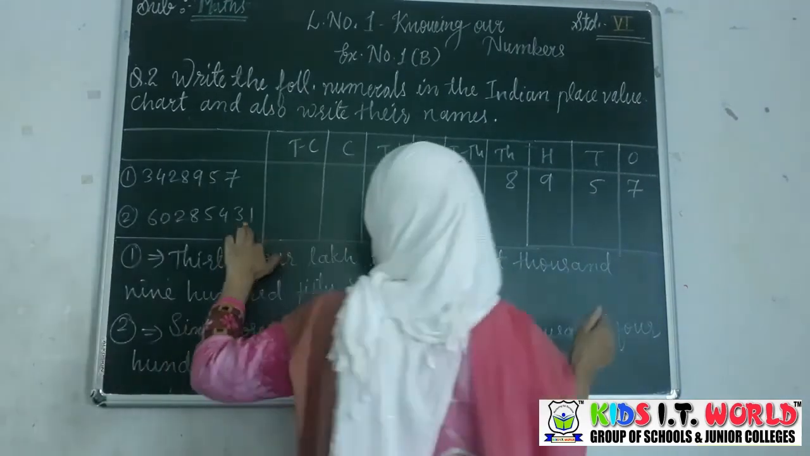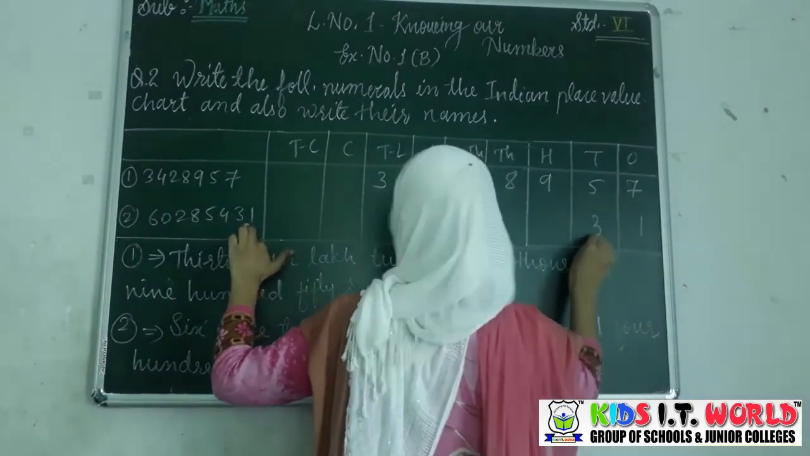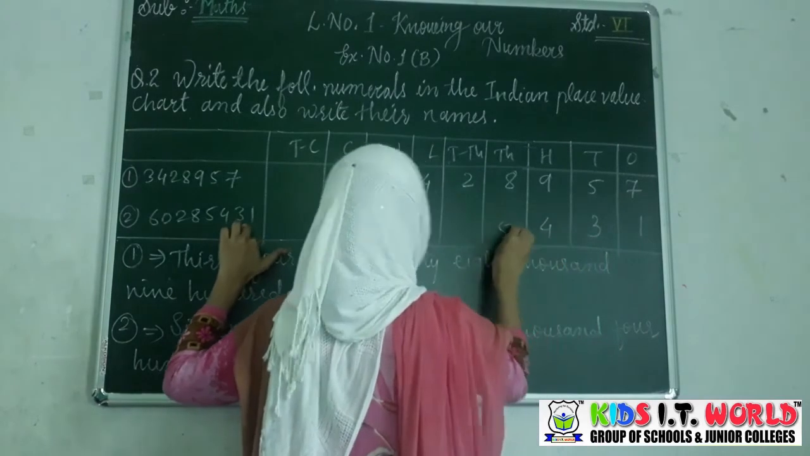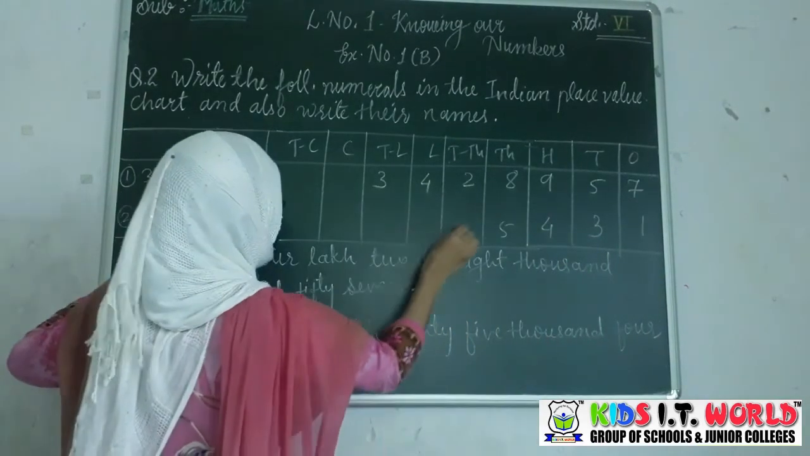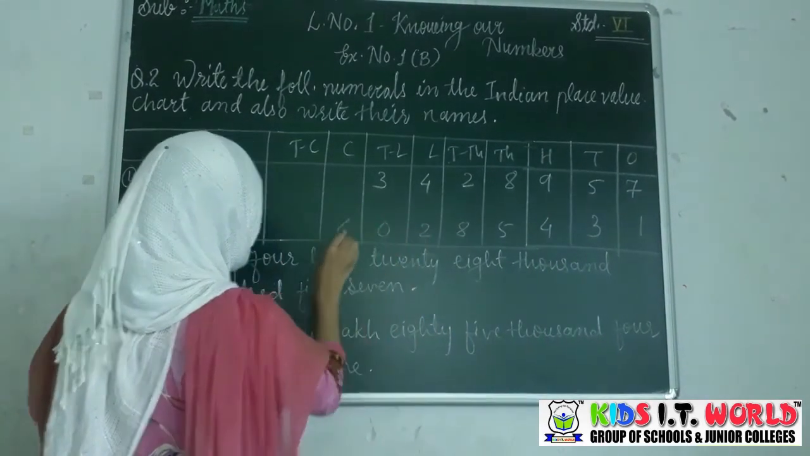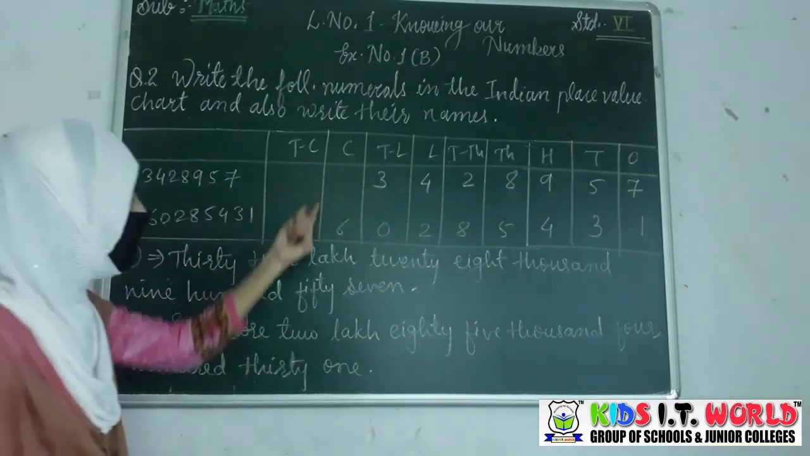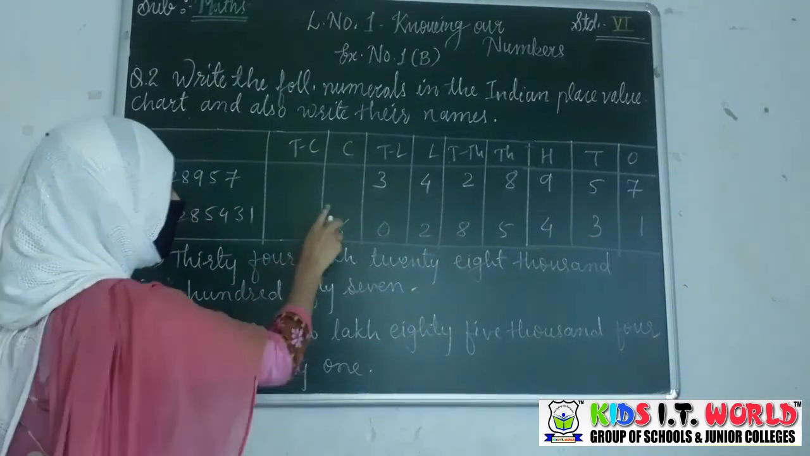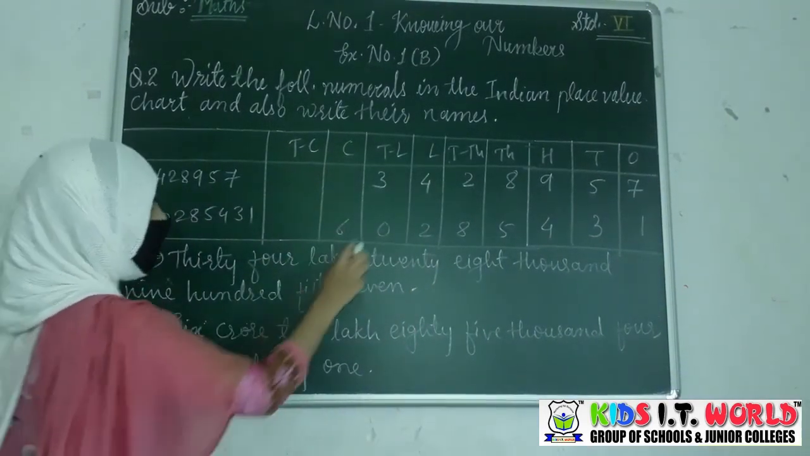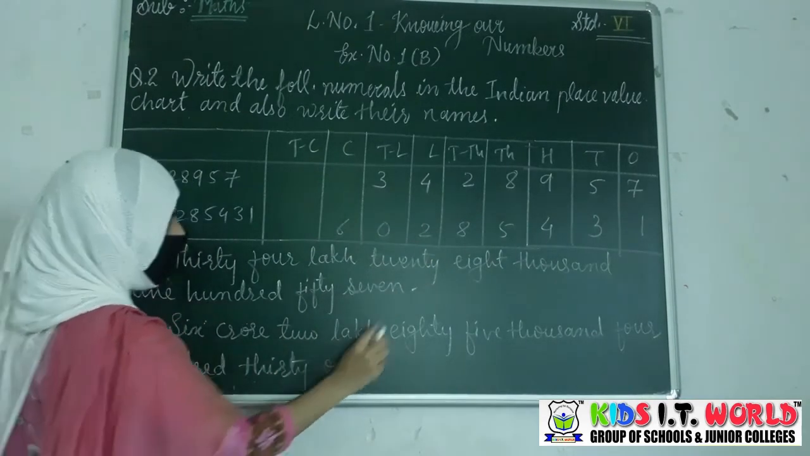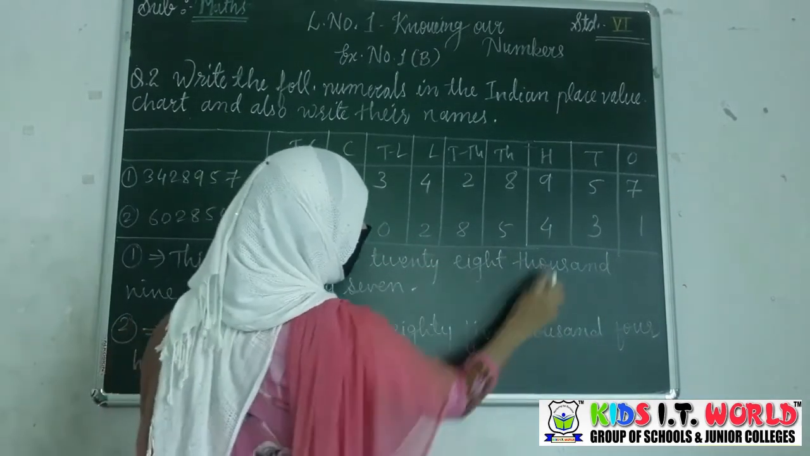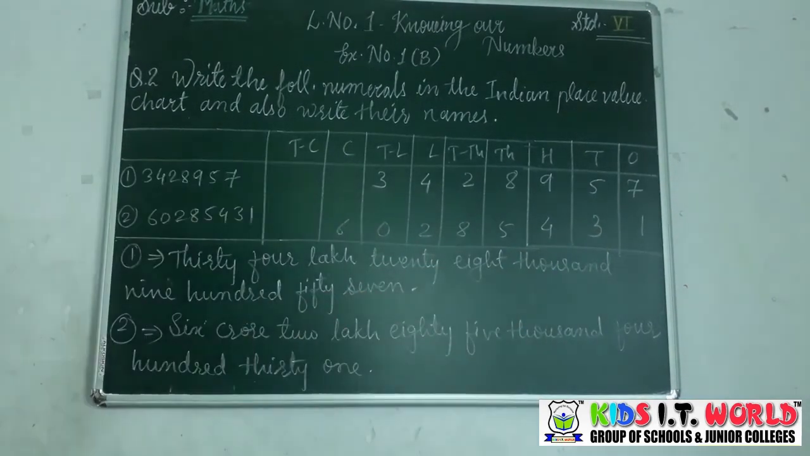You will start writing from the extreme right. So it is 1, 3, 4, 5, 8206. Now see, the number is starting from the crore. So how will you read it? 6 crore 2,85,431. In this way you have to arrange the numbers in the place value chart.